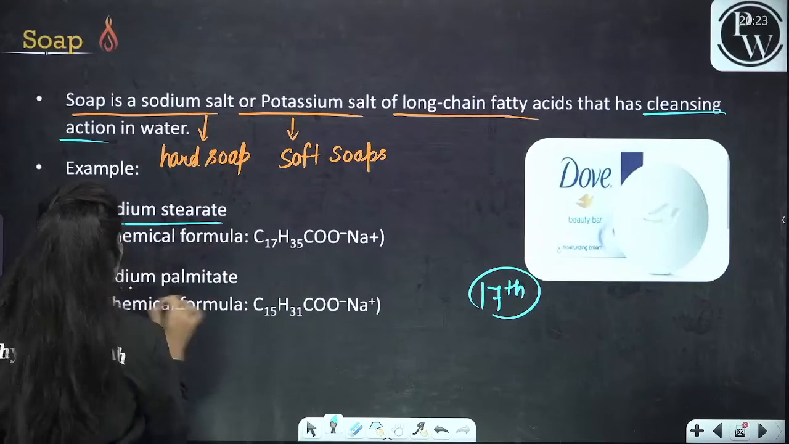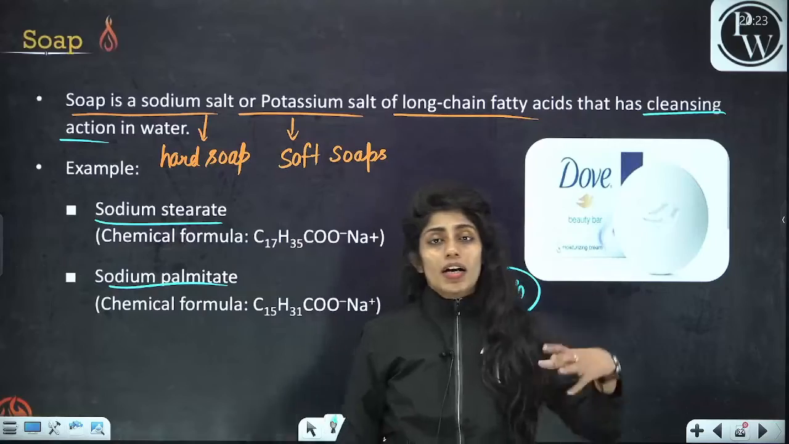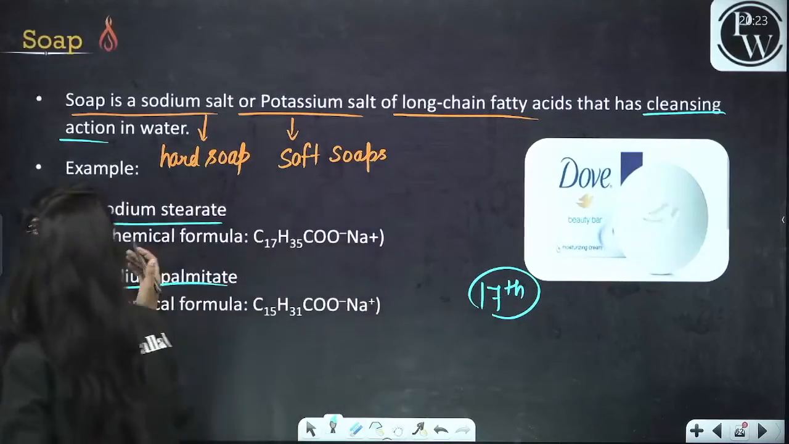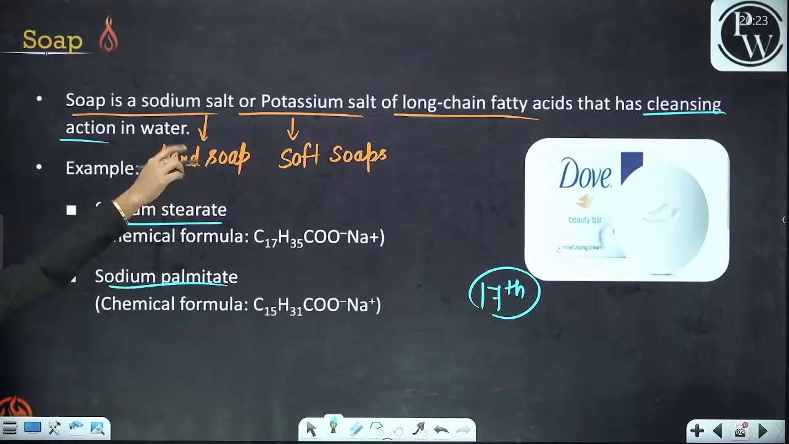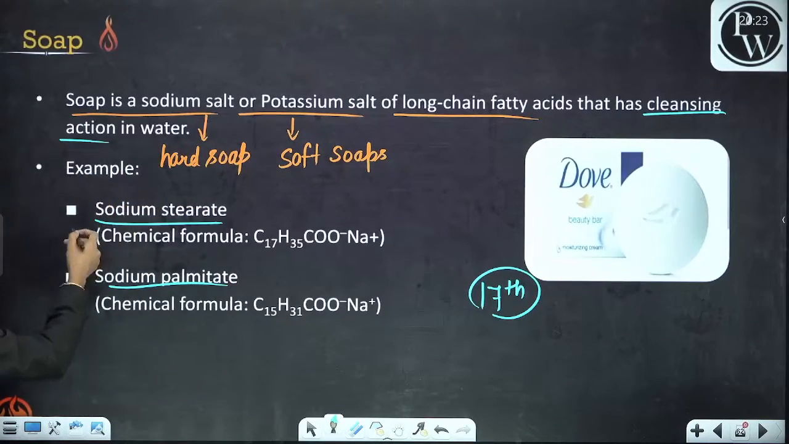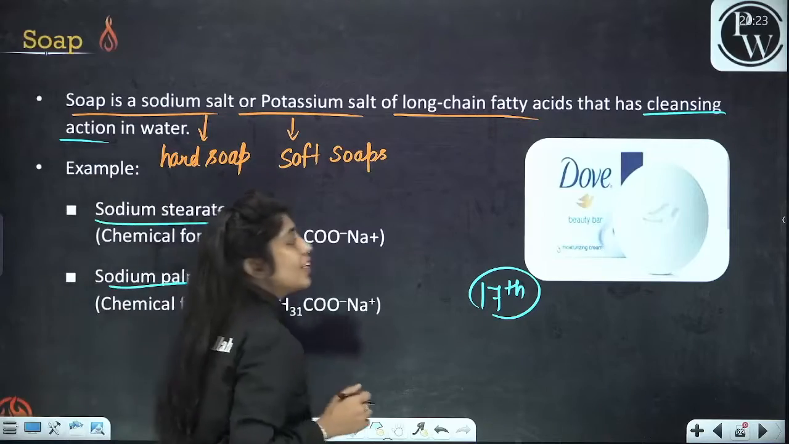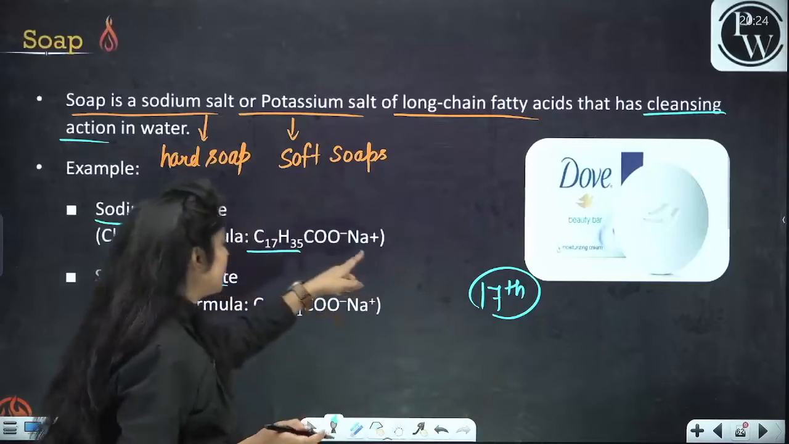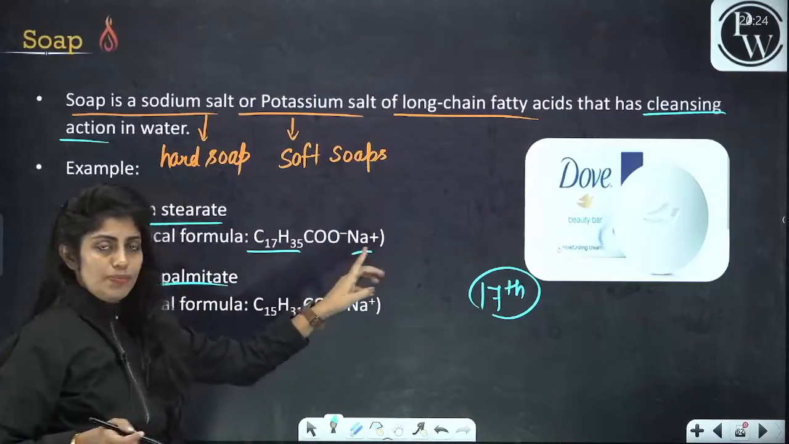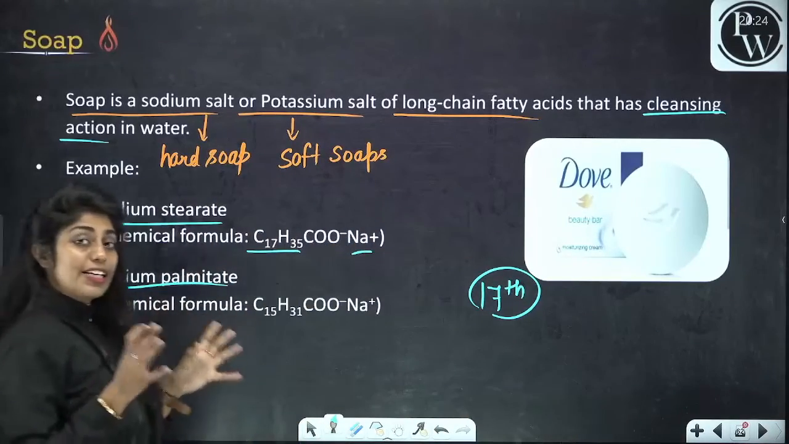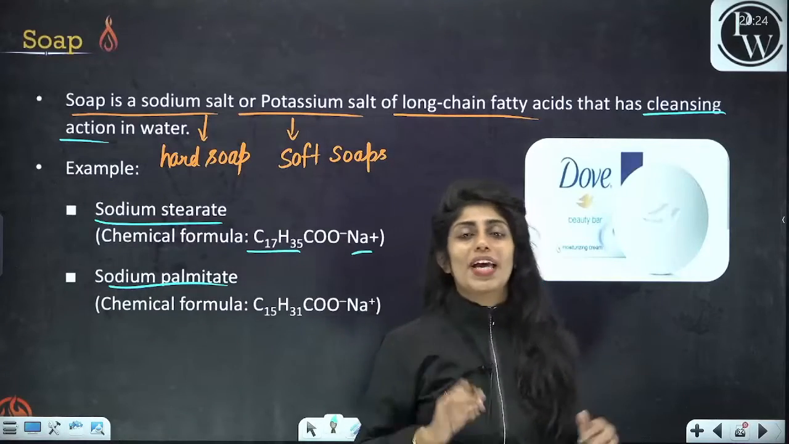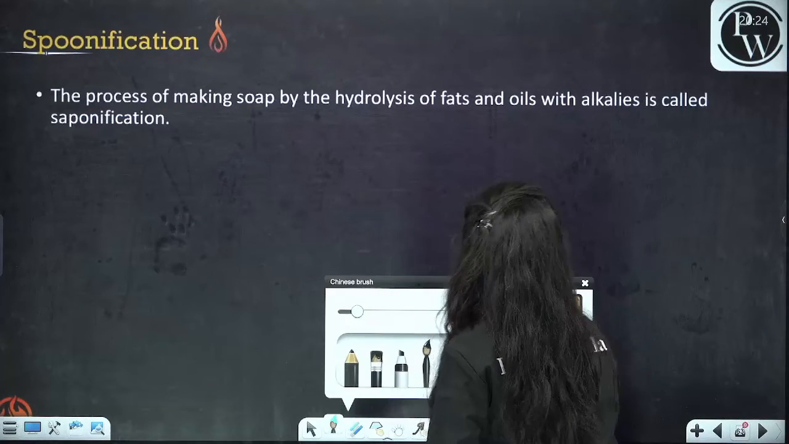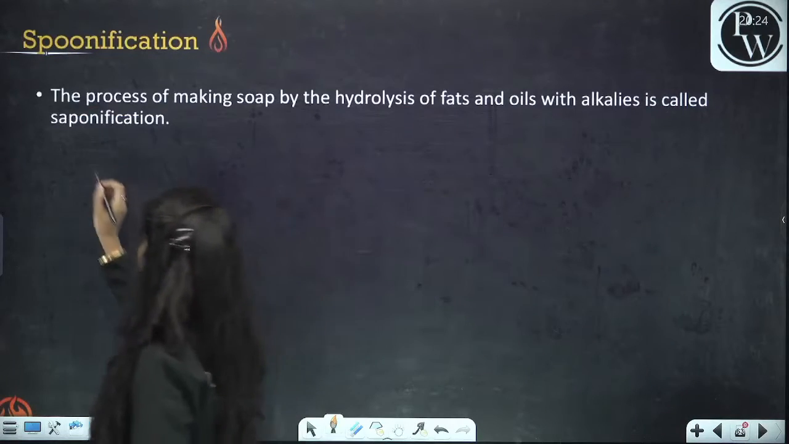Sodium stearate or sodium palmitate. Long chain of fatty acid. If you're not able to recall that, you can simply write it as long chain of fatty acid. Sodium stearate has the formula C17H35COONa, a salt of sodium. You can also write potassium here. Again, we have the palmitate, C15H31COONa. Are we good?